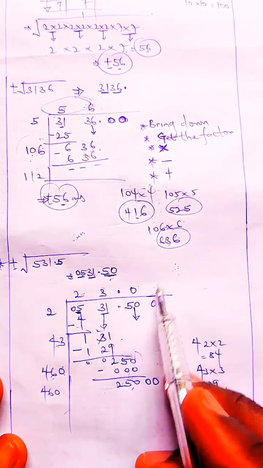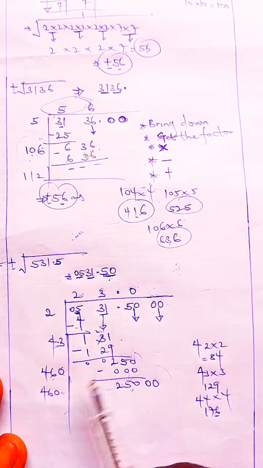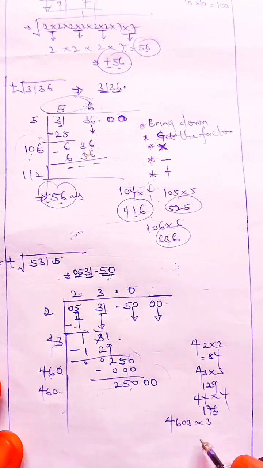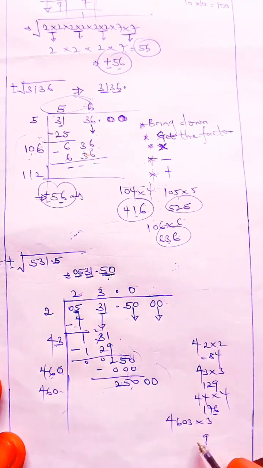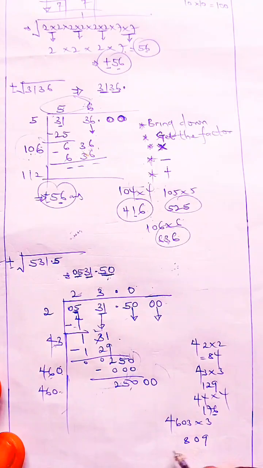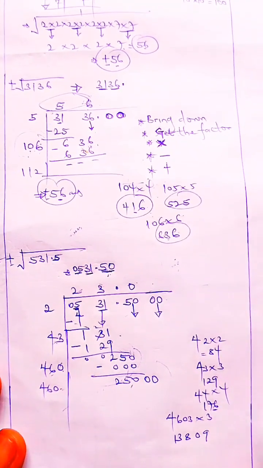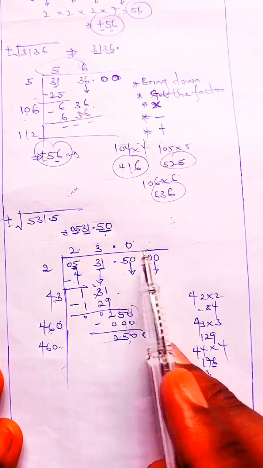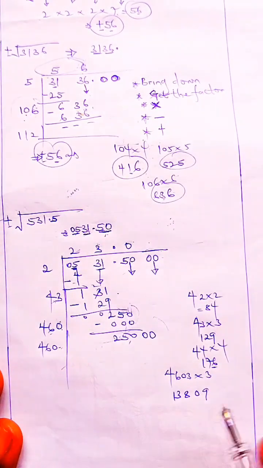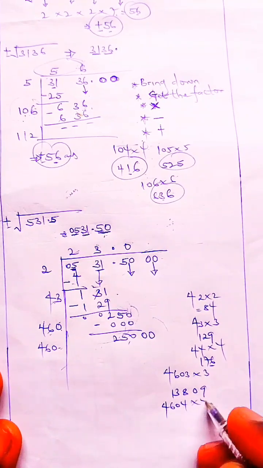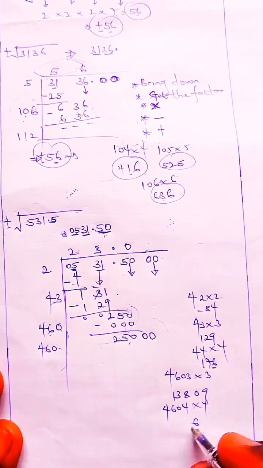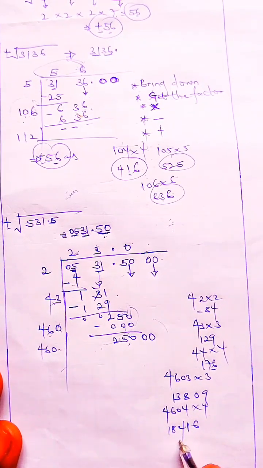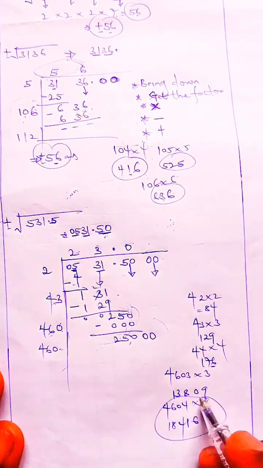If I add 3 and 3, that will be 4603 times 3. 3 times 3 is 9. 3 times 0 is 0. 3 times 6, 18, keep your 1. 3 times 4, 12 plus 1, 13. That gives 13,809. We are looking for 25,000, so let's accelerate it. If you add 4 and 4, 4604 times 4: 4 times 4, 16. 4 times 0, 0. 4 times 6, 24, keep your 2. 4 times 4, 16 plus 2, 18. That gives 18,416. We've almost gotten that.